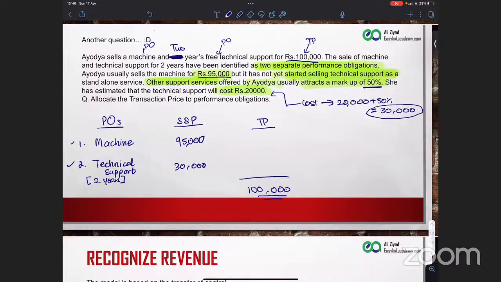Now, guys, it's very easy. Tell me what is the total if somebody were to buy these separately from Ayodhya? 125,000. Can you tell me how many percent is 95,000 over 125,000? How do we allocate? How do you find the transaction price? Very simple, guys. 100,000 is the transaction price. We need to multiply it by the ratio of 95,000 divided by 125,000. So just tell me how many percent is that?